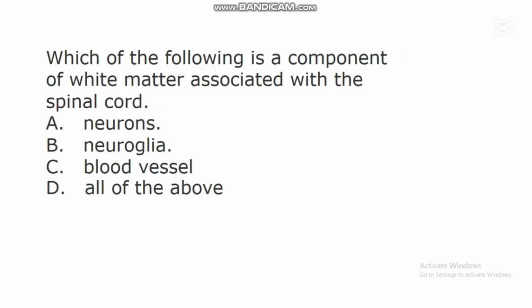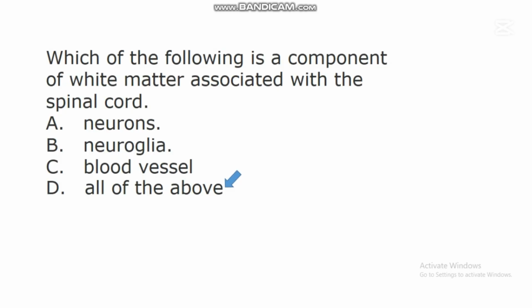The next question says, which of the following is a component of white matter associated with the spinal cord? A. Neurons. B. Neuroglia. C. Blood vessel. D. All of the above. In this question, the correct answer is D.